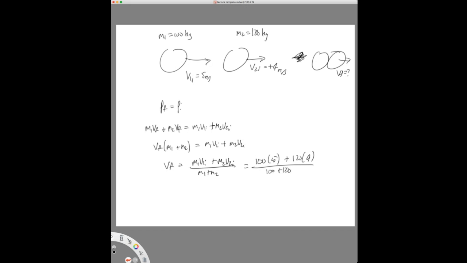So we probably can expect that the first one is going to slow down a little bit, and the one in back is going to speed up a little bit. So the speed should be somewhere between 4 and 5. Because mass 2 is a little bigger, the final speed should be something a little closer to 4 than to 5. That's my prediction. So let's see what we have here. 500 plus 480 over 220. And that is 4.45 meters per second.